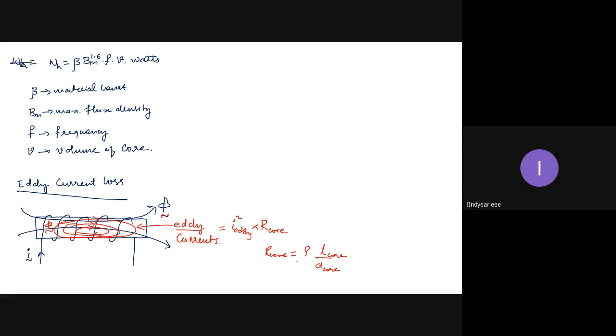If length and area of the core is 0, do I get the machine? I can't do that, right? So I can't eliminate eddy current losses. I can't make the resistance of the core 0. Second thing, I can't make eddy currents 0 because eddy currents are due to magnetic induction. If eddy currents should not be induced in the core, my flux variation should be 0. If flux variation should be 0, current variation should be 0. If current variation should be 0, no current should flow in the winding. If the winding doesn't carry current, then what is the use of the machine? So I can't eliminate eddy currents, but I can minimize.